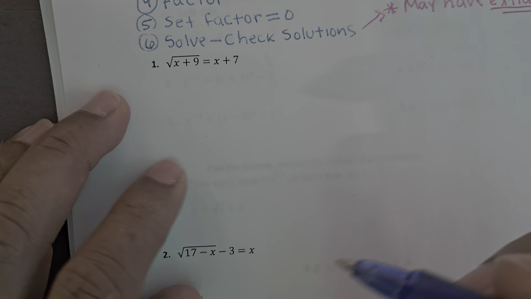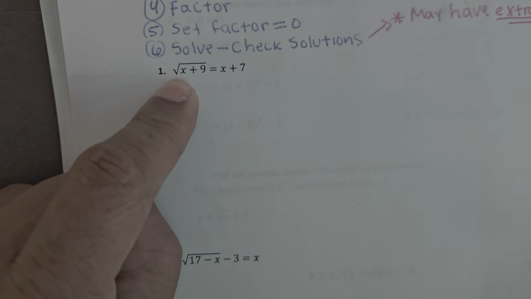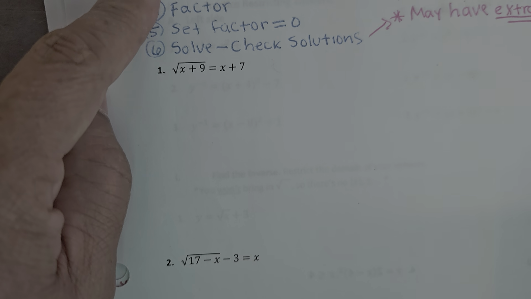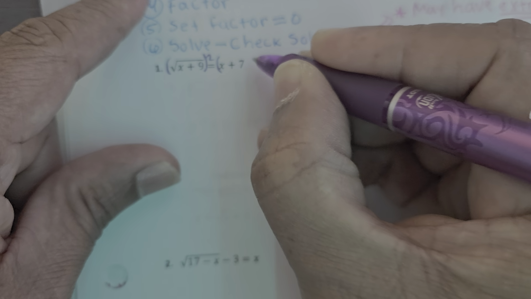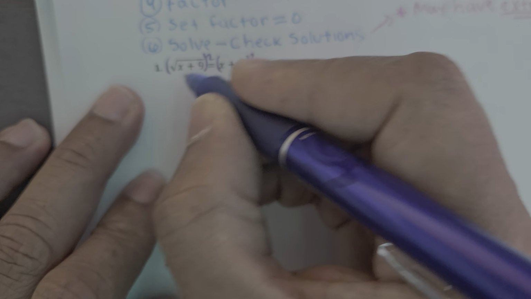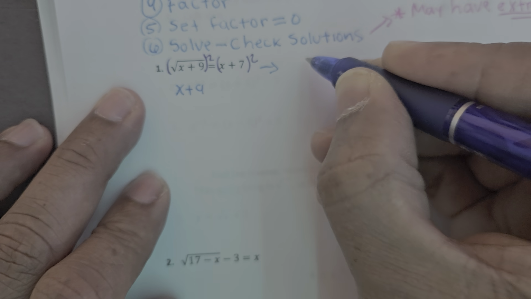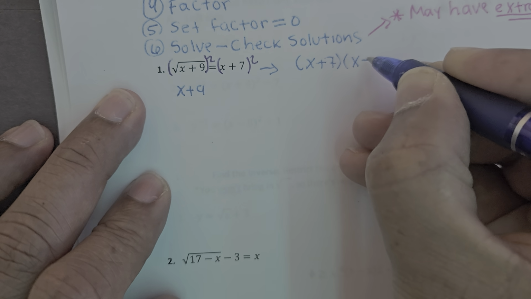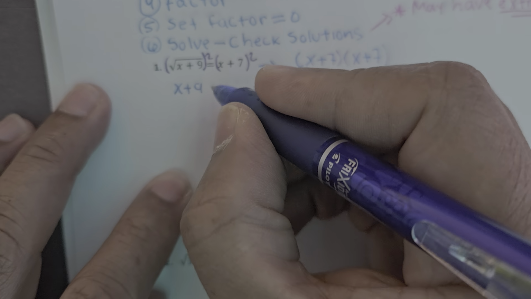So let's start with number one. For this one, as you can see, the first step is done because the radical is isolated. So then we move on to step two. For step two, I'm going to take the square of both sides of the equation. So then this gives you the radicand, which is just x plus 9. But then this you take to the side, so you have x plus 7, you have two of them, times x plus 7. Okay, so I'm going to expand this part here.